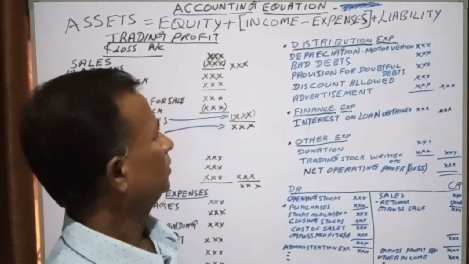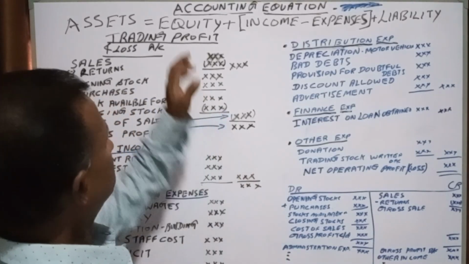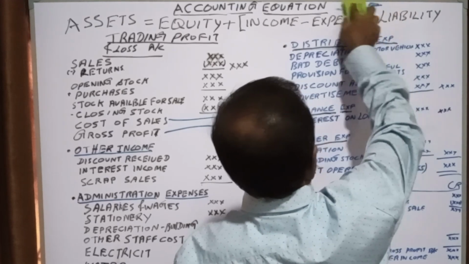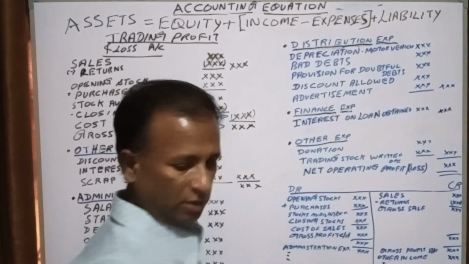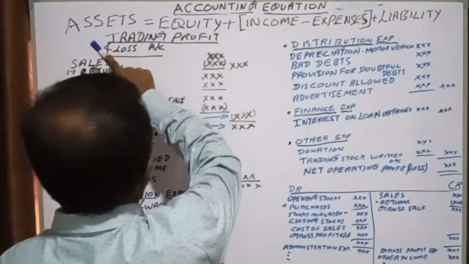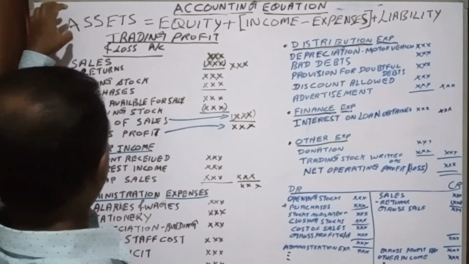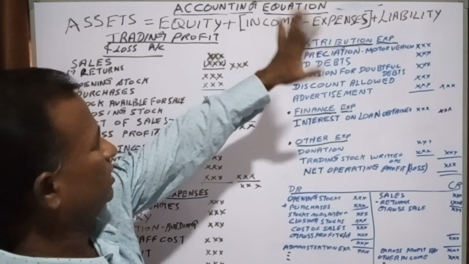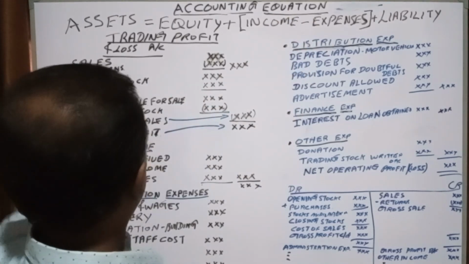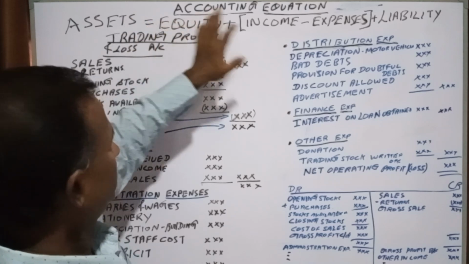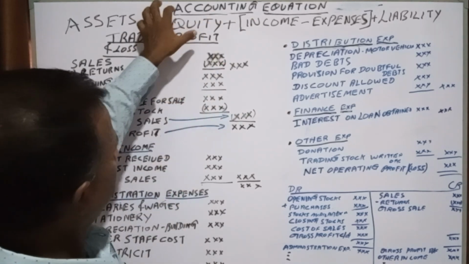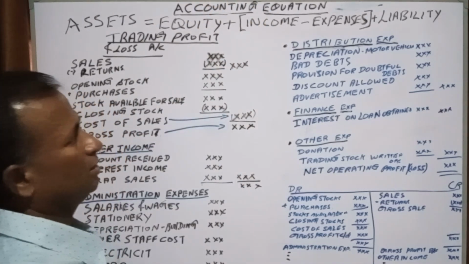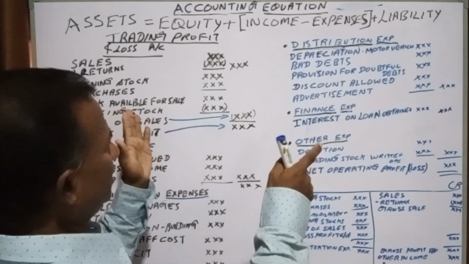Hello, welcome to the new chapter, that is the accounting equation. This is the expansion of the accounting equation: assets equal to equity plus income minus expenses plus liability. Earlier we said assets equal to equity plus liability, right? We are splitting the equity into equity plus income minus expenses, with liability. That is the expansion.